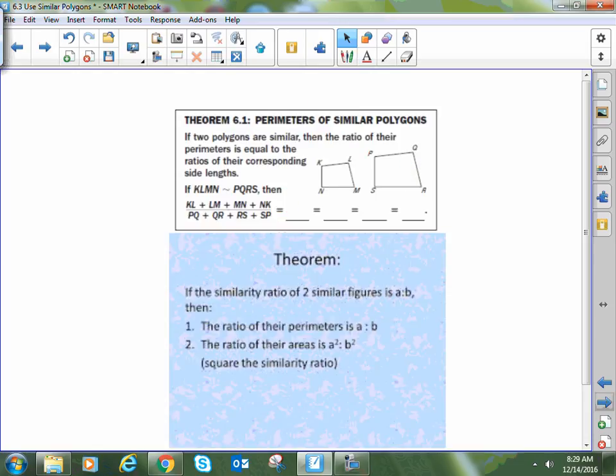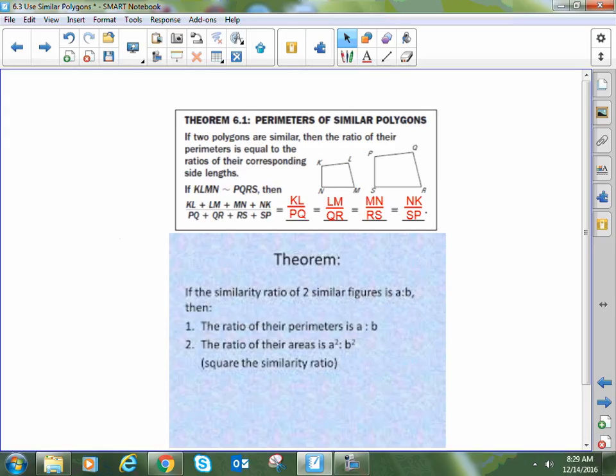Here, when we're talking about similarity, what we're going to start getting into is not just similar sides, but perimeters, and at some point areas and volumes. The area and volume stuff is going to come a little later on. But let me explain what I see as a teacher. If I give you the fact that figures are similar to each other, then you can conclude that their perimeters are also going to be similar to each other.